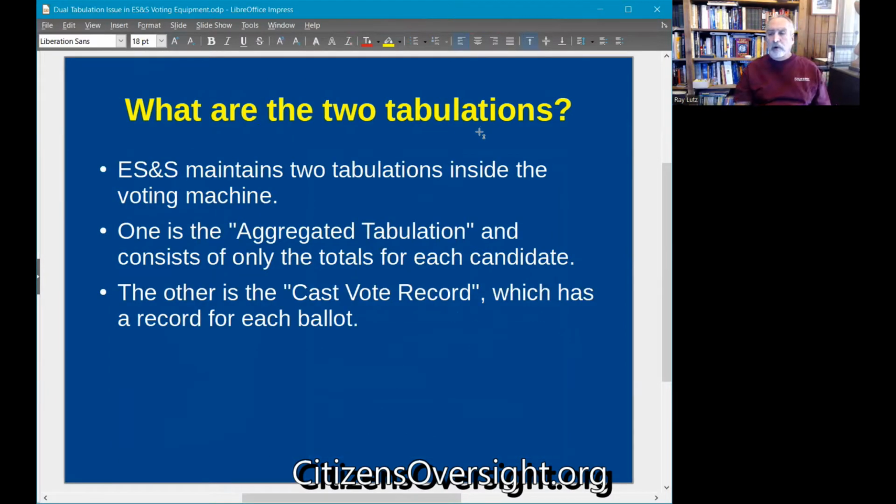So what are the two tabulations? First of all, ES&S maintains these two tabulations inside the voting machine. One I'm going to be calling the aggregated tabulation, or sometimes I'll call it the accumulated tabulation. This is when things are added up, and it consists only of the totals for each candidate. And the other is a cast vote record, which has a record for each ballot.